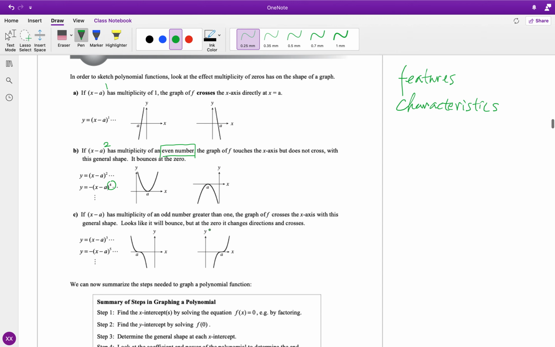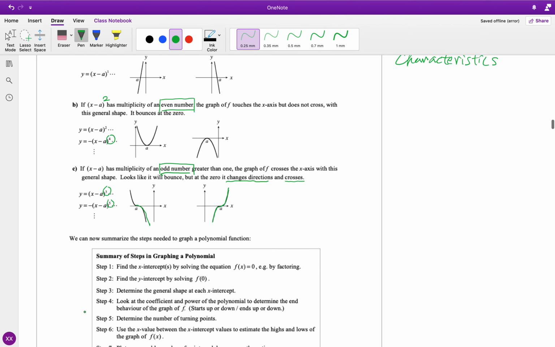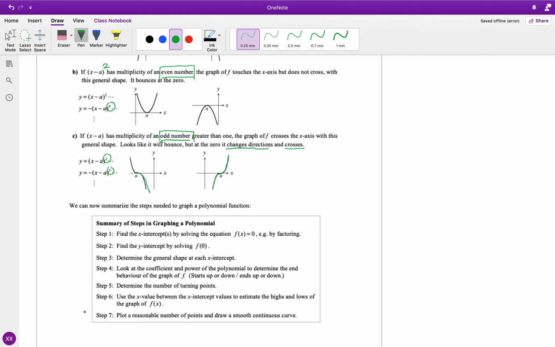All right. Now if it's an odd number, such as 3 or 5, it's greater than 1, so it's different. 1 is just a straight cross. Here it seems like it wants to bounce, however, it's being pushed through the x-axis. Same thing: this is going up, seems like it's going to bounce, and no, it changed direction, which means that it's going to cross the x-axis. All right, so the summary here is just the characteristics that we all mentioned.